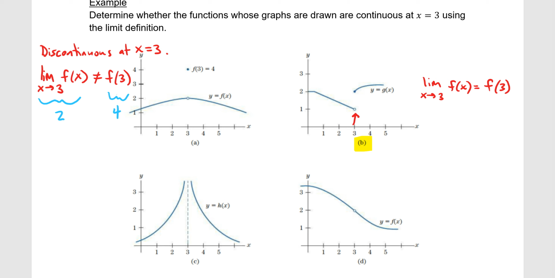But using the limit definition, we would say the limit of f of x as x approaches 3 does not equal f of 3, because the limit actually does not exist, because the limit from the left does not equal the limit from the right. And f of 3 is where the closed circle is, the filled in circle, which is right up here, which looks like it's about 2. So since one of them doesn't exist, automatically it's not continuous, and obviously they're not equal, so once again it's discontinuous at x equals 3.